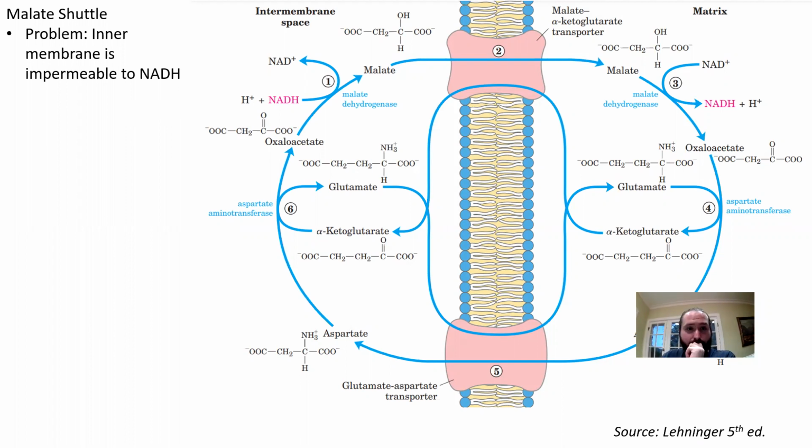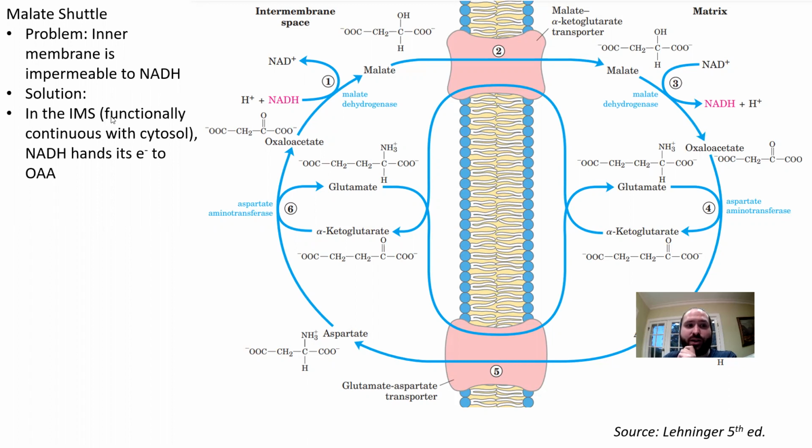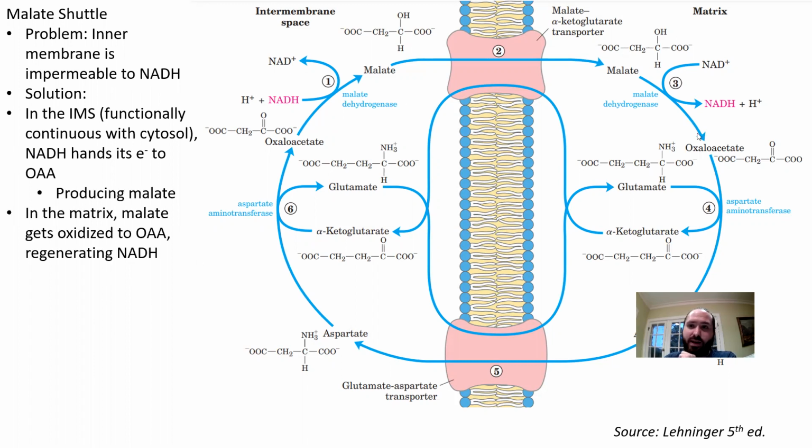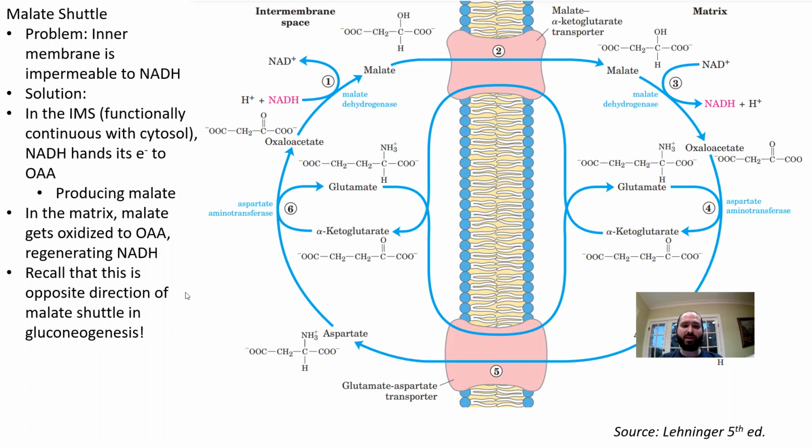So here, the solution to this problem of the inner membrane being impermeable is that in the intermembrane space, NADH will hand its electrons off to oxaloacetate. Malate will then get transported into the matrix. And in the matrix, malate will be oxidized back to oxaloacetate, and we'll get our NADH back on the matrix side. Does that make sense? Because we make NADH via glycolysis outside of the mitochondria, this is how we get it into the matrix.